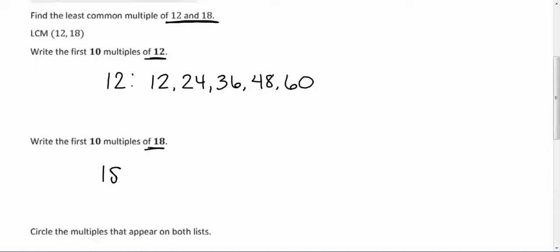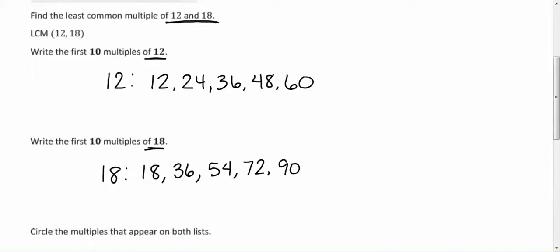All right, 18. 18 times 1. 18 times 2. Add another 18 to that. What are we going to be up to? 54. Good. No meetings yet, right? Add another 18 to that. What would that be? 72. Good. Another 18 would be 90. Good. So you just keep adding that number, right? These are the multiples of it.